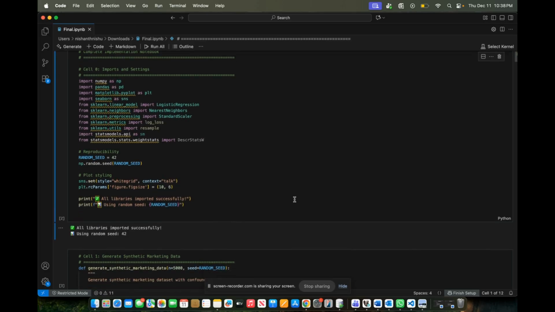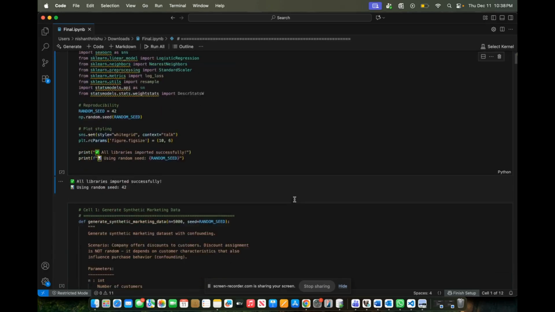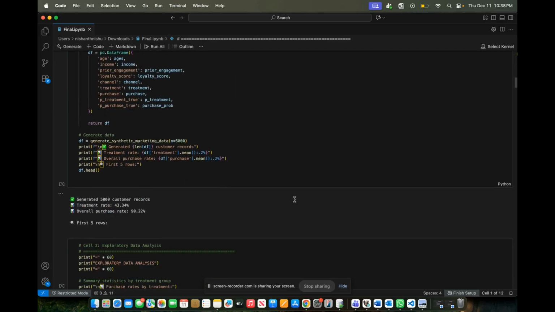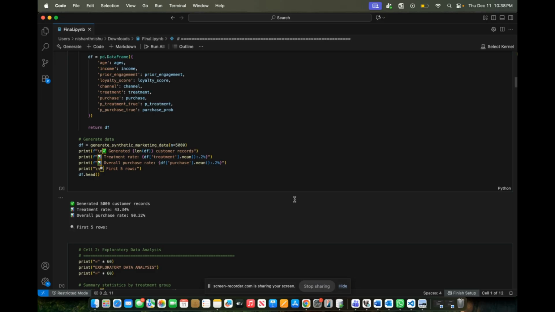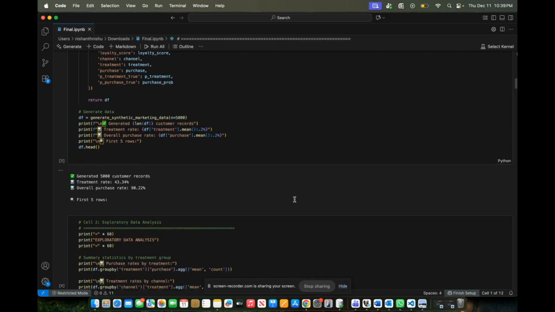Okay, so first we generate data in cell one. Here we generate a synthetic dataset of 5,000 customers. Each row contains covariates like age, loyalty score, engagement, and marketing channel. We also generate two important variables: treatment and outcome. Treatment is whether the customer received a discount; outcome is whether the customer purchased the product. Importantly, loyalty and engagement influence both treatment assignment and the purchase outcome. This introduces realistic confounding into the data.